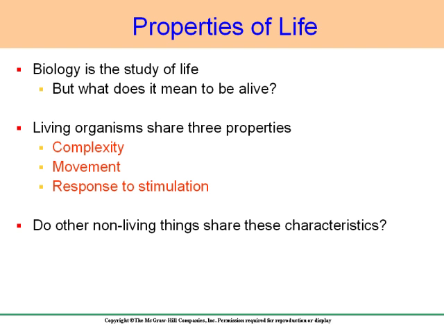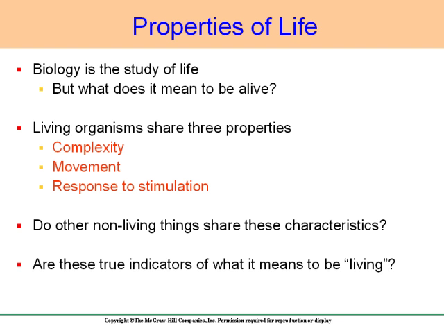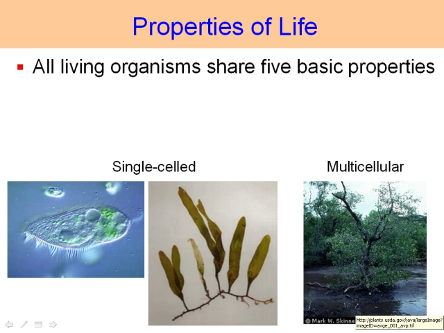So these characteristics above, while they apply to living organisms, are not the criteria that are used to classify something as being living. They're truly not indicators of what it means to be living. Well, what actually are the indicators of what it means to be living? What are the properties of life? All living organisms share 5 basic properties.